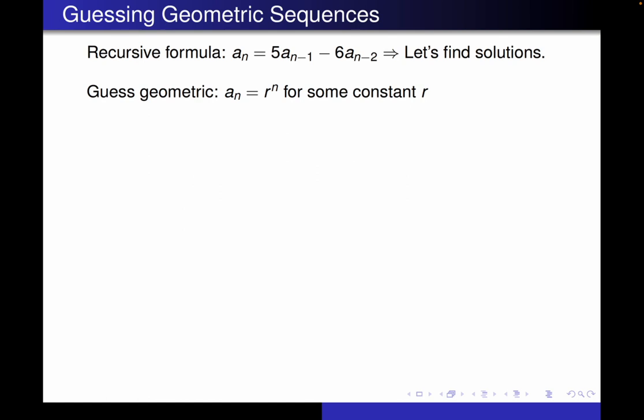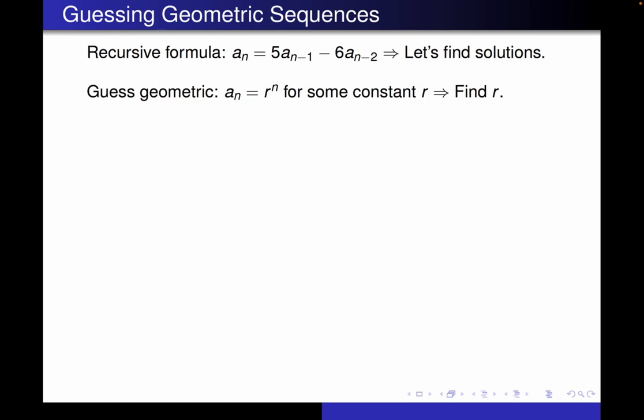So we're going to look at sequences that look like a sub n equals r to the n, where r is some constant. We're not going to commit to that constant. We're not going to guess like 5 to the n or 10 to the n or 11 to the n. There are just too many that they could be. What we're going to do is say r to the n and see if we can find a backdoor way of figuring out what that r is. So we're going to look to find r by plugging it in.